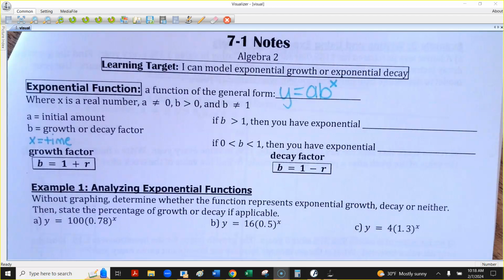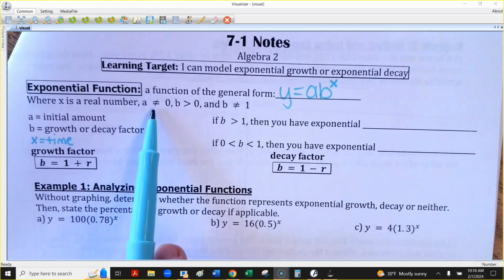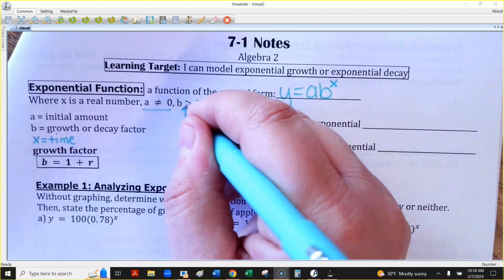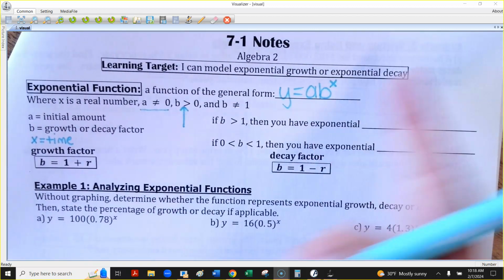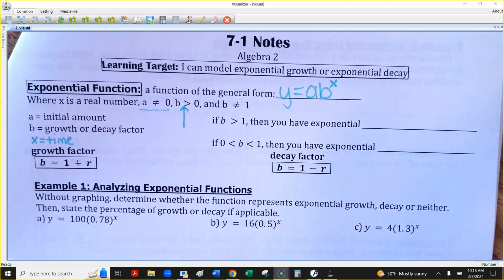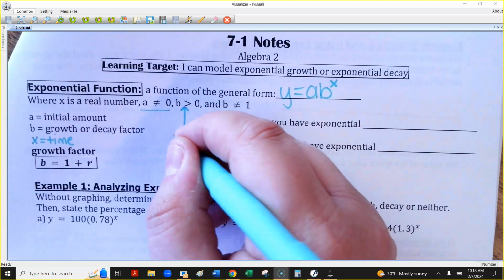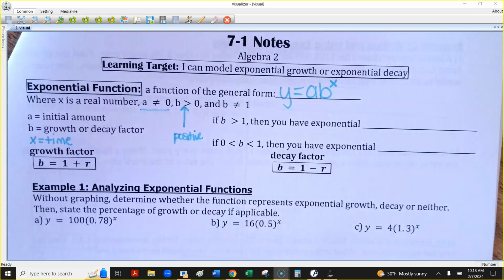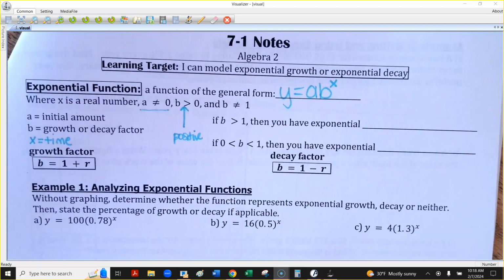Okay, now, in this, it says A cannot be equal to 0. Now, this is what this means, the B value. Whatever I'm taking to the exponent, whatever has the exponent, B is greater than 0, that means the B value has to be a positive number. If you're greater than 0, it just means you have to be positive. And so you're not going to have any negative B values. That's not exponential.